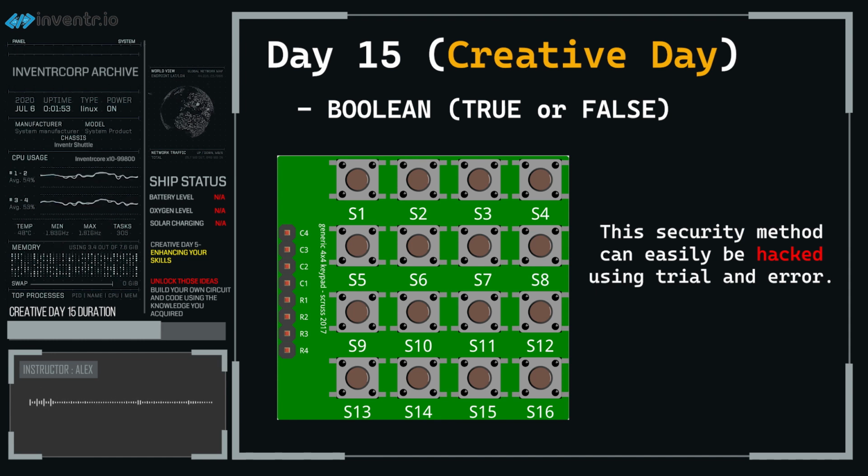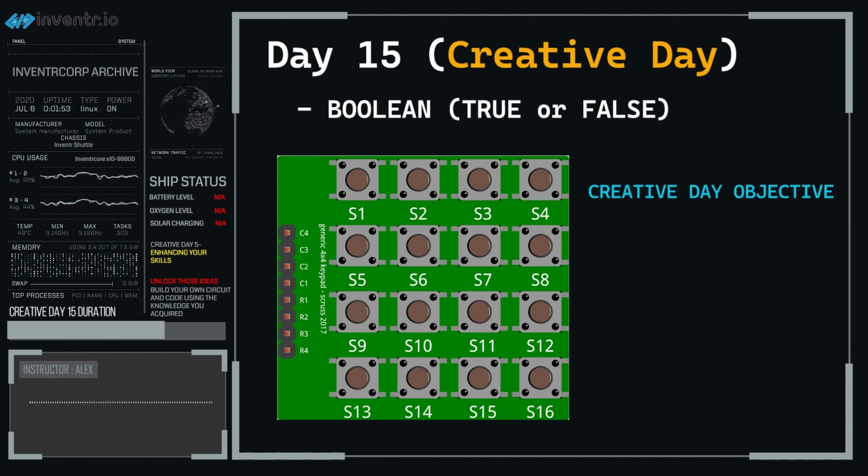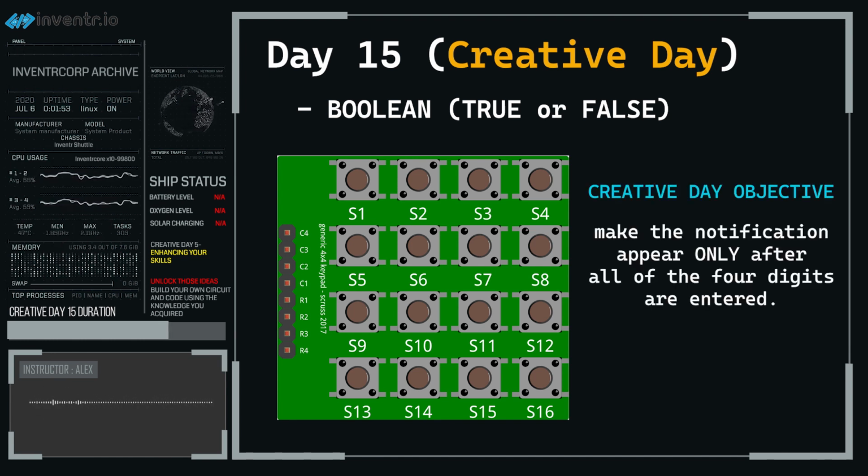So what we want to make it do instead is make it so it doesn't print an error until all 4 numbers are typed in, so they don't know which number was bad. Of course, you're also open to do your own project if you so desire. That is totally, absolutely always on the table.